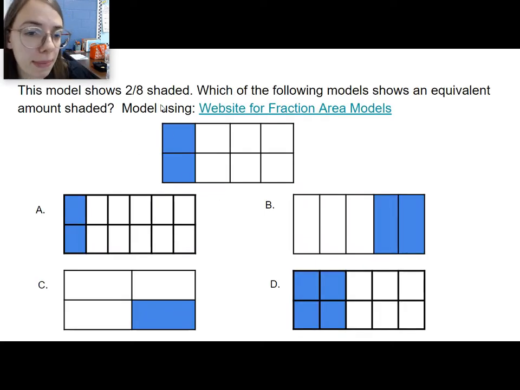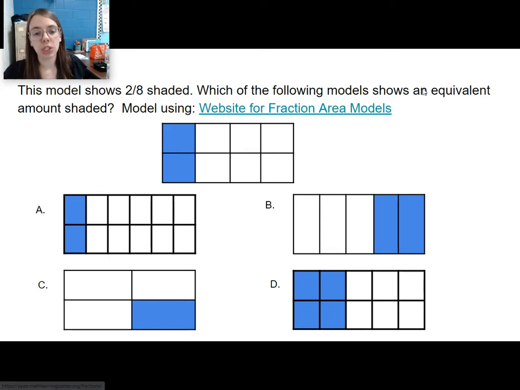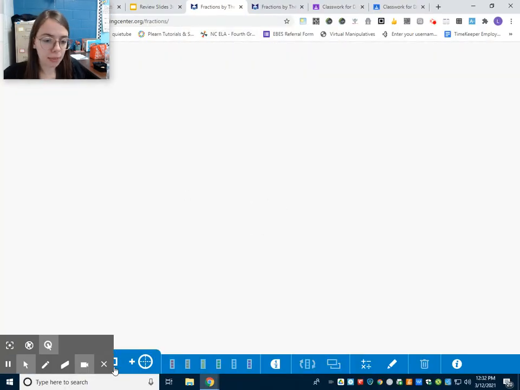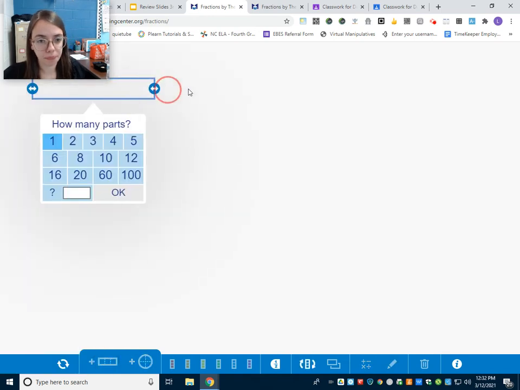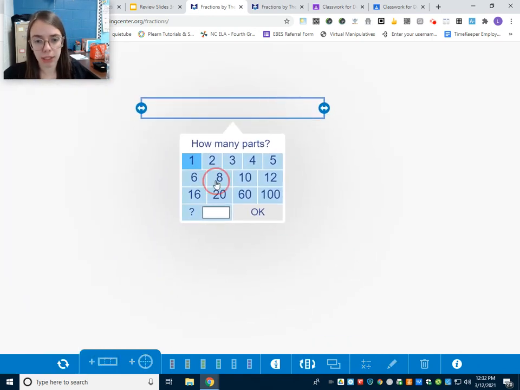All right, this model shows 2/8. So I have 2 shaded in, 8 parts total. Which of the following fractions shows an equivalent or the same amount? So I have my fraction model site again. Okay, so I'm going to build 2/8. I like to drag mine out a little bit just to make them bigger.